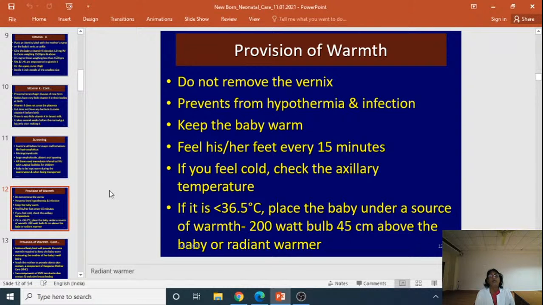Provision of warmth. How do we provide warmth? You do not have to allow the attendants or the mother to clean the vernix, because the vernix prevents hypothermia and infection. It will keep the baby warm. You have to check whether the baby is warm or not by touching the feet of the newborn every 15 minutes. And if you feel cold, you can check the temperature, usually in the axilla. If it is less than 36.5 degrees centigrade, you have to place the baby under a source of warmth, that is a 200 volt bulb, and the baby should be 45 centimeters away from the bulb, or you can also put the baby under a radiant warmer.